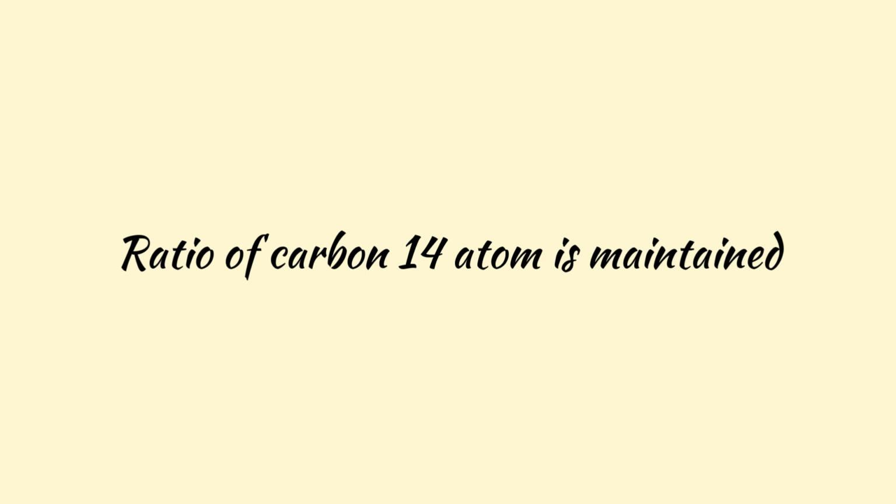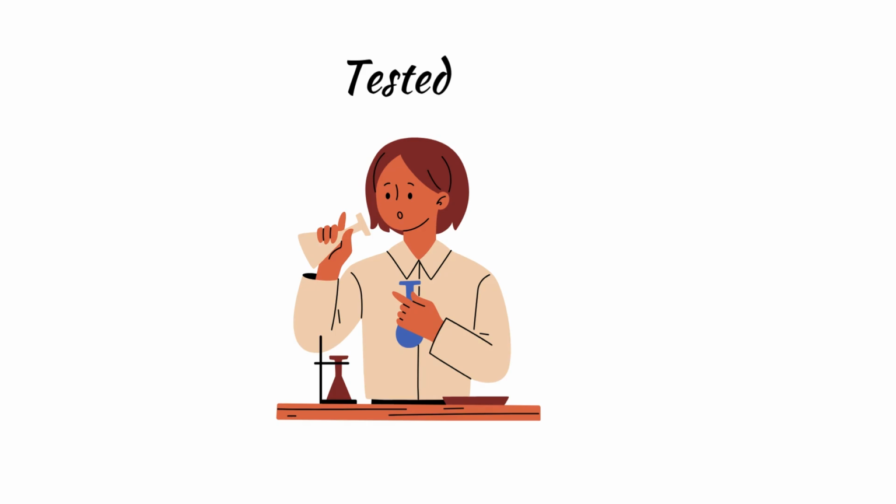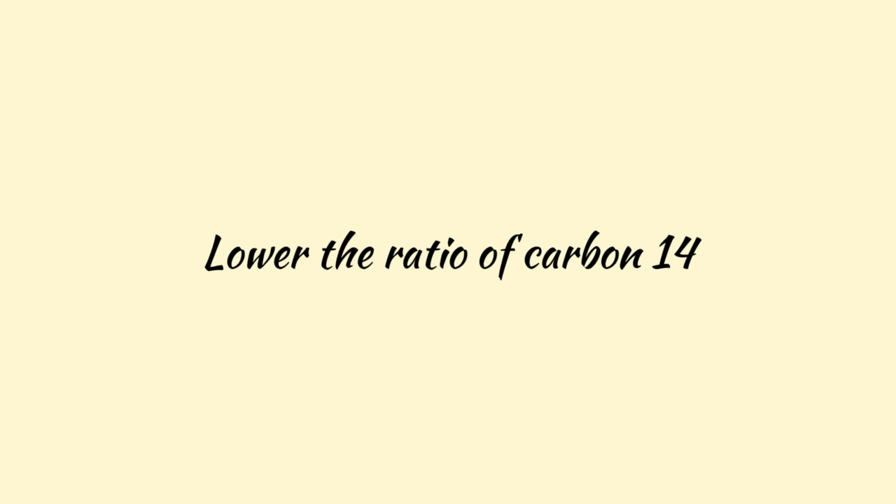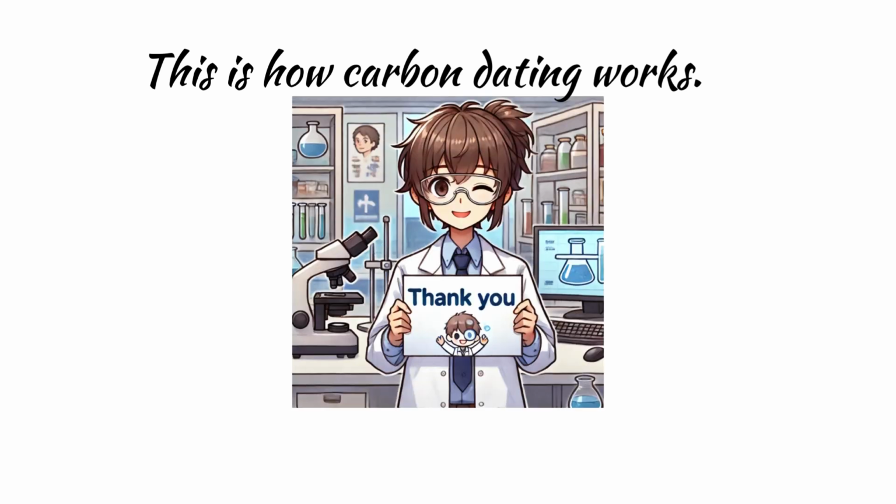When the living organism is alive, the ratio of carbon-14 atoms is maintained, and after it dies, the remaining carbon-14 atoms only decay and gradually decrease over time. The sample is then tested in the future, where they measure how much carbon-14 atom is remaining in it compared to its carbon-12 atoms, and then calculate the time since it was alive. The lower the ratio of carbon-14 to carbon-12 in it, the older the sample is. This is how carbon dating works.